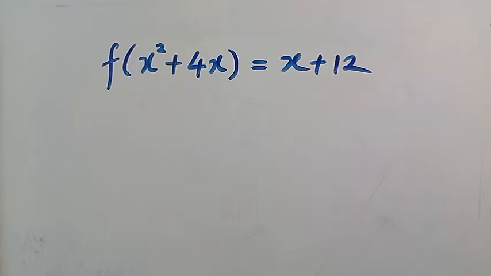I have two different ways of solving this functional equation problem. We have f of x squared plus 4x equals x plus 12, and how can we get f of x? You can pause this video and give it a try. So let's see how we can solve this step by step.